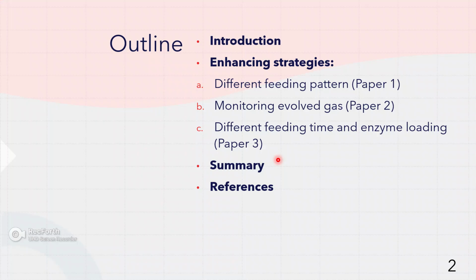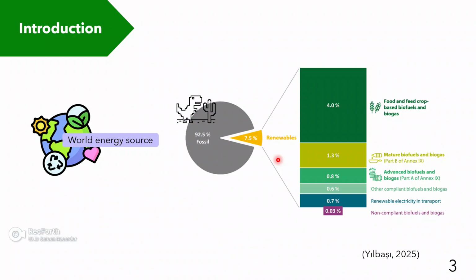Here is the outline. First is the introduction, and then we continue with the enhancing strategies, which include different feeding patterns, monitoring evolved gas, and different feeding time and enzyme loading. Then we continue with the summary, and lastly the references.